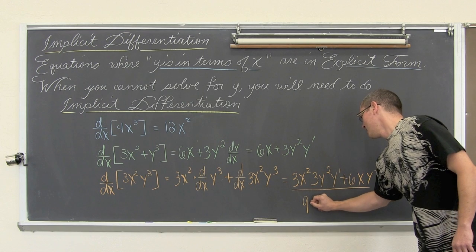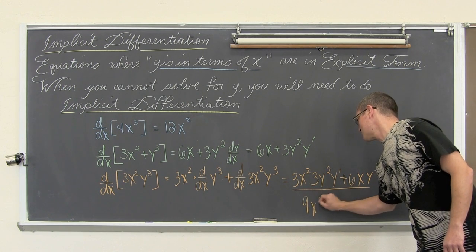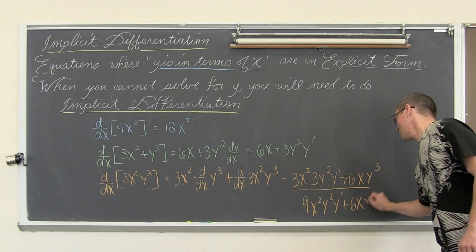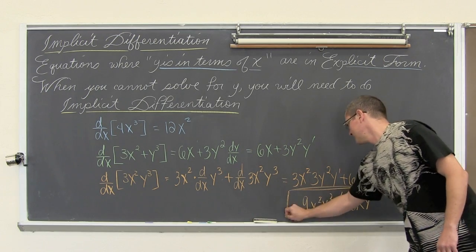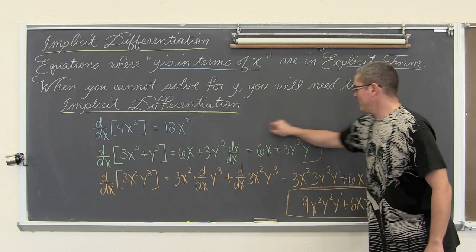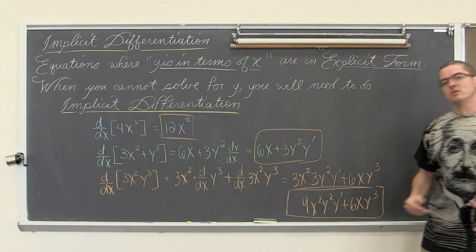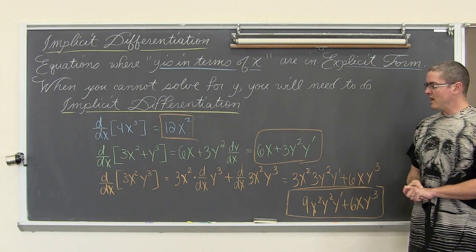So 9x squared y prime plus 6xy cubed. So we have 3 examples of finding the derivative of just an expression using implicit differentiation.